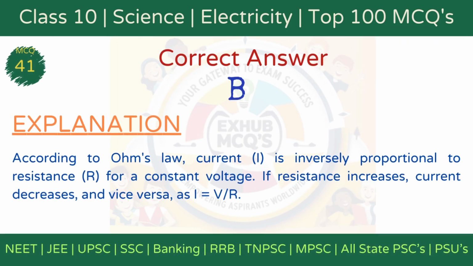The correct answer is option B, inversely proportional. Explanation: according to Ohm's law, current I is inversely proportional to resistance for a constant voltage. As resistance increases, current decreases, and vice versa, expressed mathematically as I equals V by R.